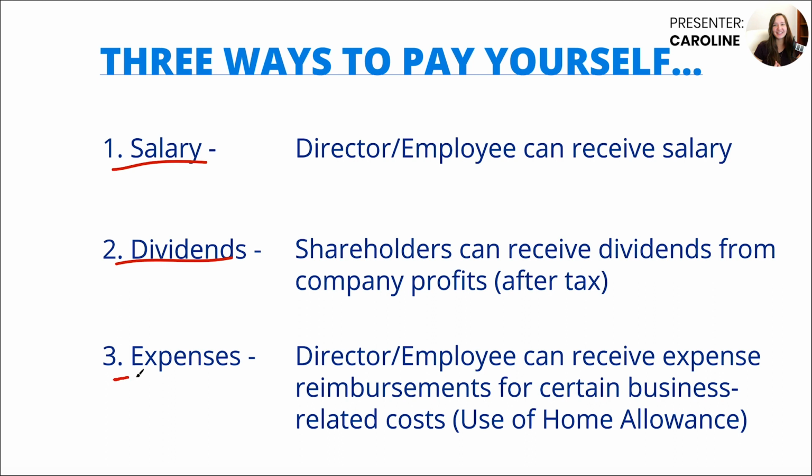And the final way to pay yourself is through expenses. Now, this one sounds a bit weird, I know, but a director and employee can receive certain expense reimbursements. For example, there's something called the use of home allowance that a director has access to, which reimburses the cost or part of the cost of working from home. This is an unreceipted allowance, so there's no need to evidence the claim to HMRC other than the fact that you do carry out business from home.